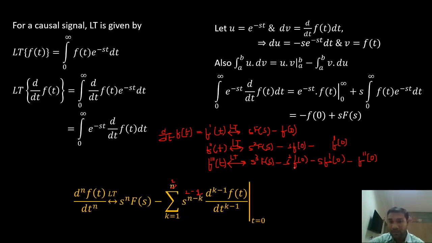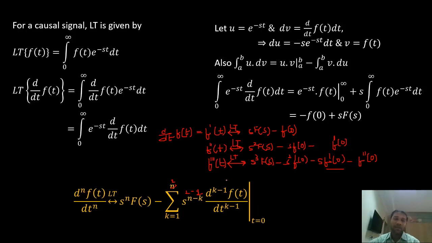Then the s square term is over. Next I have to go for the s term. Negative s times f of 0 is over, so I'll differentiate this f of 0, that is f dash of 0. Then the s term is over. Then my constant term, minus, what is my constant term? Differentiation of this f dash of 0 is nothing but f double dash of 0.